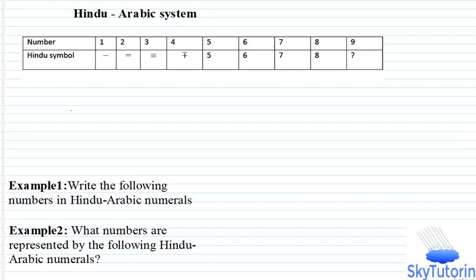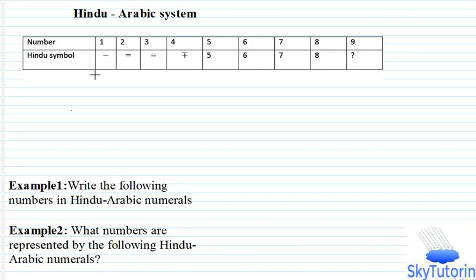In this video, we will be looking at the Hindu-Arabic system. Now, the Hindu-Arabic system was developed as early as 200 AD by the Hindus, who are Indians. This system has numbers or symbols from 1 right up to 9.